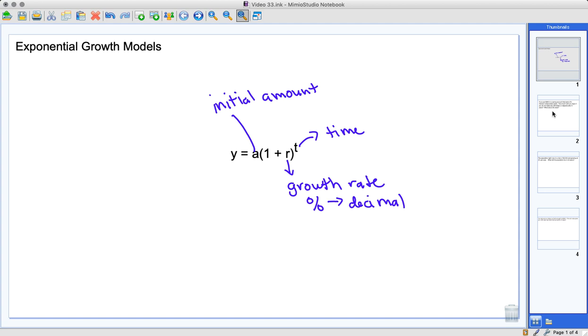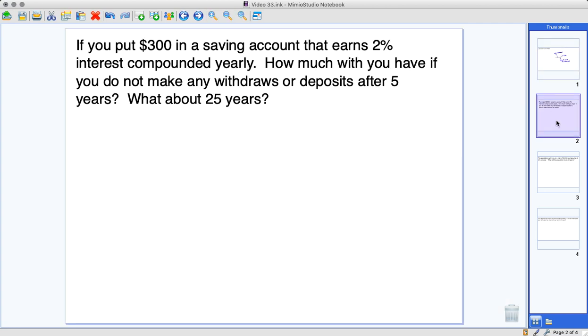All right, so first problem. You put $300 in savings that earns 2% interest compounded yearly. How much will you have if you do not make any withdrawals or deposits after 5 years? And then answer the question of what about 25 years? So the first thing you want to do is take your equation and figure out what your pieces are.